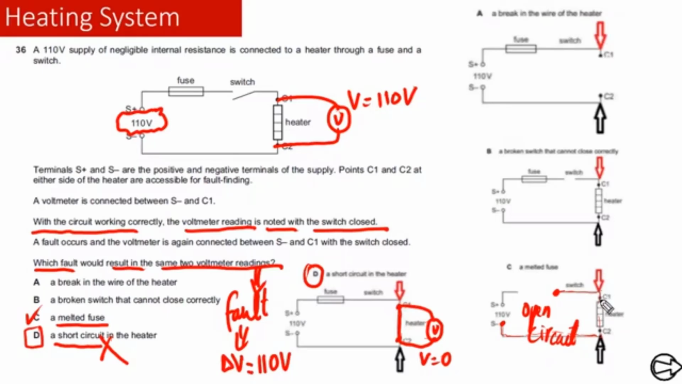So we can simply say, in this case, if we attach a voltmeter between C1 and C2, again the reading will be equal to 0. So this is also not our option. It means it's not the answer.